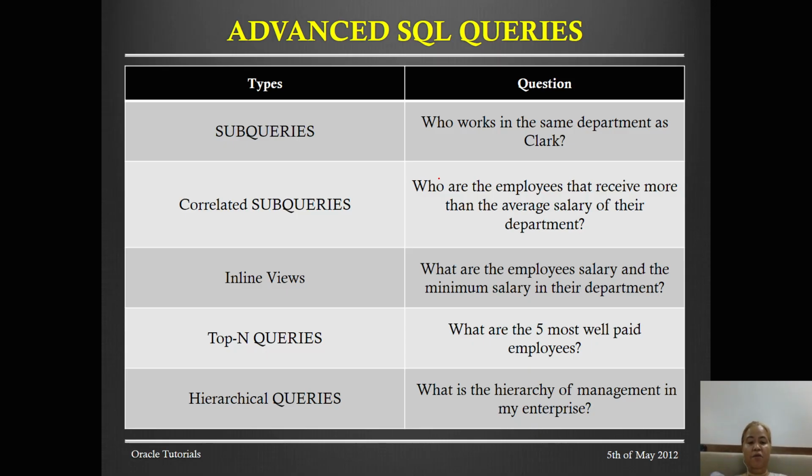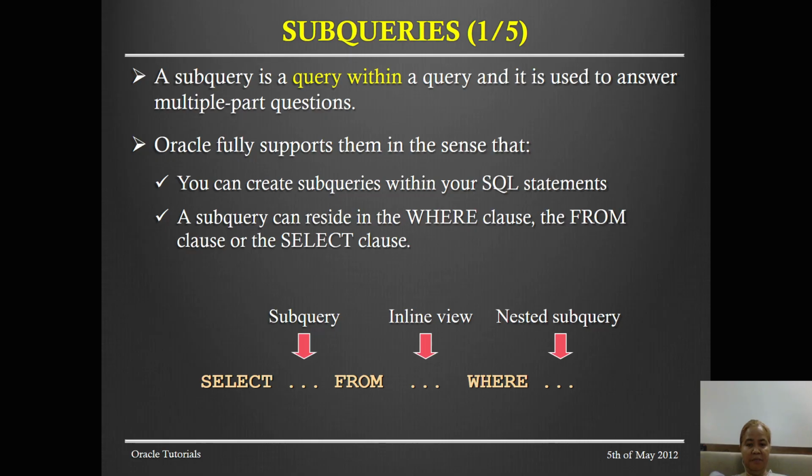Kailangan natin ma-perform: the correlated subqueries, who are the employees that receive more than the average salary of their department. The inline views, what are the employees' salaries and the minimum salary in the department. So most probably, this could be in a performance of yung ating mga functions, like compute the top-N queries, what are the five most well-paid employees, and the hierarchical queries, what is the hierarchy of management in my enterprise.